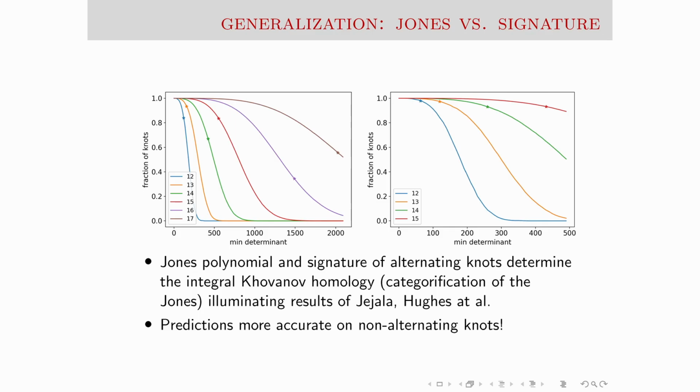And it sometimes does. These points here tell you when this prediction is perfect, 100%. But what's really surprising, and I still don't understand, is that Jones predicts signature better on non-alternating knots, which from a theoretical point of view is really surprising, but from a data point of view is great news because most knots are non-alternating. So again, something to look into.